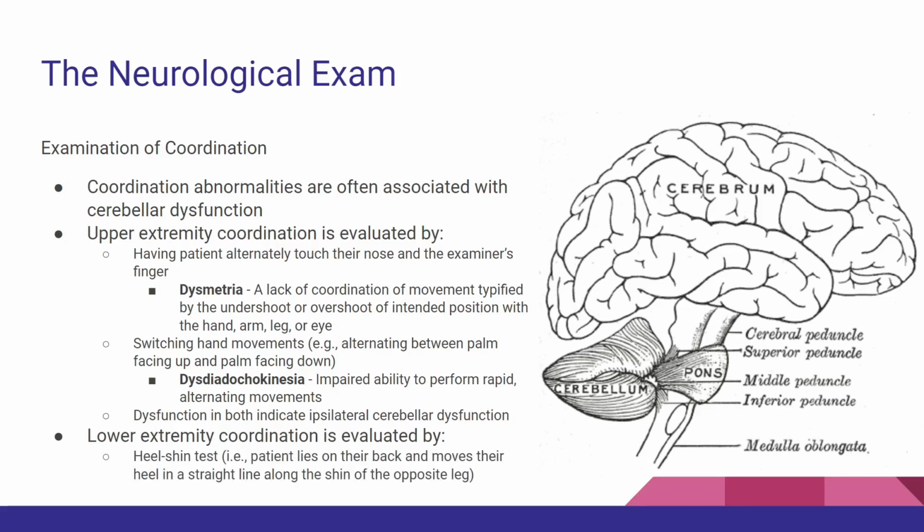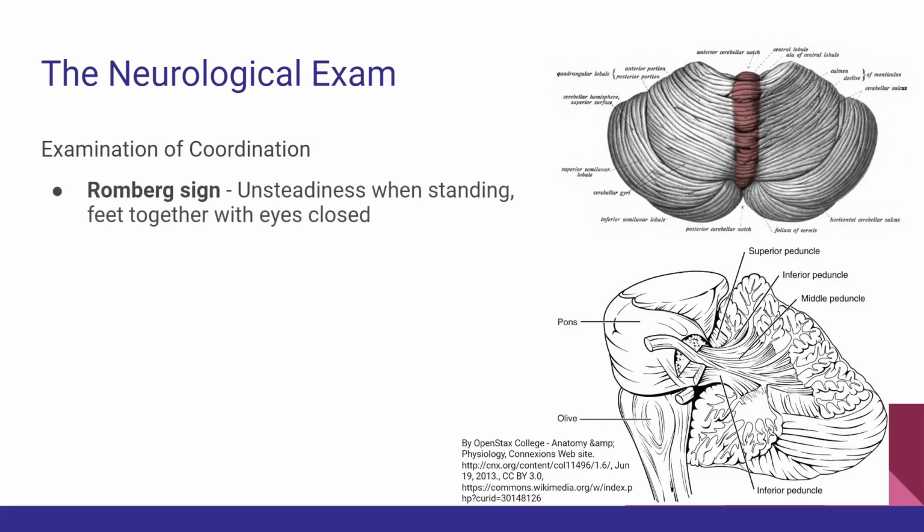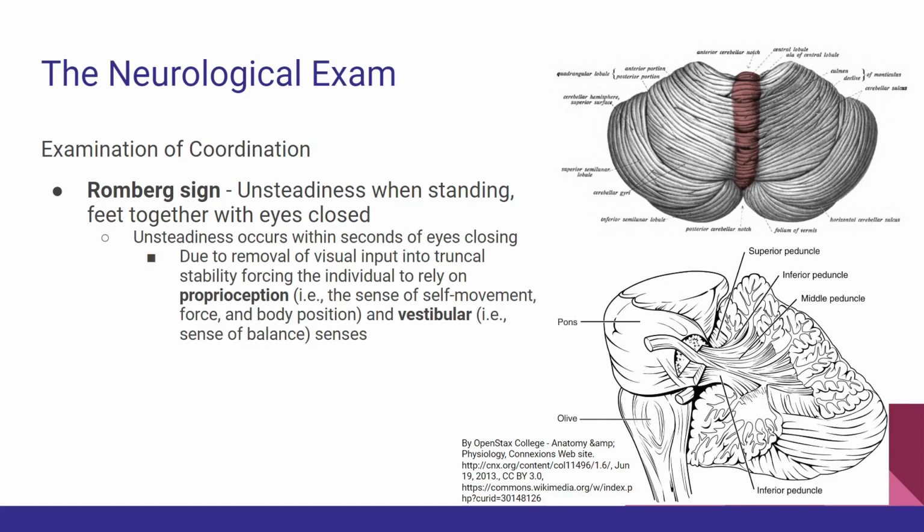The patient lies on their back or sits in a chair, and they have to move the heel of one leg along the shin of the opposite leg, and you'll test both sides. Other important signs to look for include Romberg sign, which is an unsteadiness when standing with people's feet close together and their eyes closed. This unsteadiness usually occurs within seconds after they close their eyes, and it's thought to be due to the removal of visual input into truncal or proximal stability, forcing the individual to rely on just their proprioception and vestibular senses.